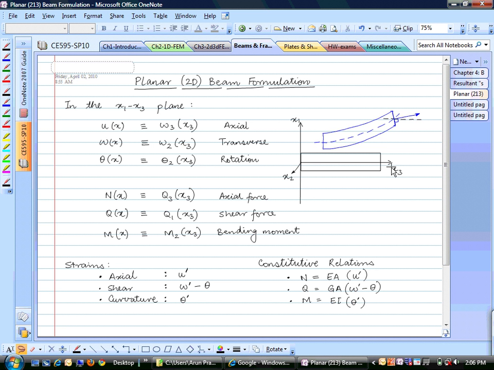Now we are going to choose this plane x1, x3, and we are going to write out what all these equations become. After we make this choice, we are just renaming some variables. We are saying that if you go to a point x anywhere along the length of the beam, the axial displacement is given by u, which would be our old W3. The transverse displacement is W, which just gives us the displacement along x1.